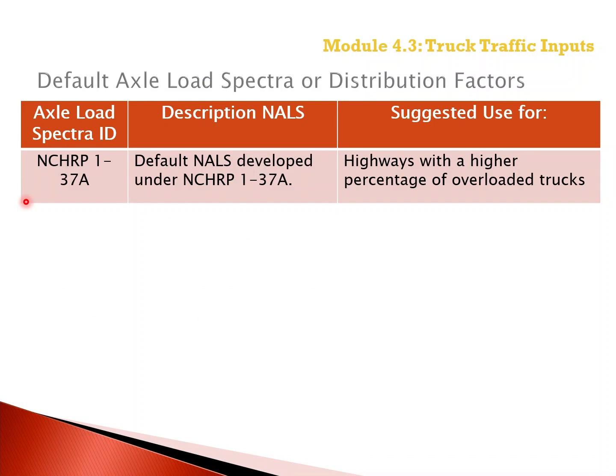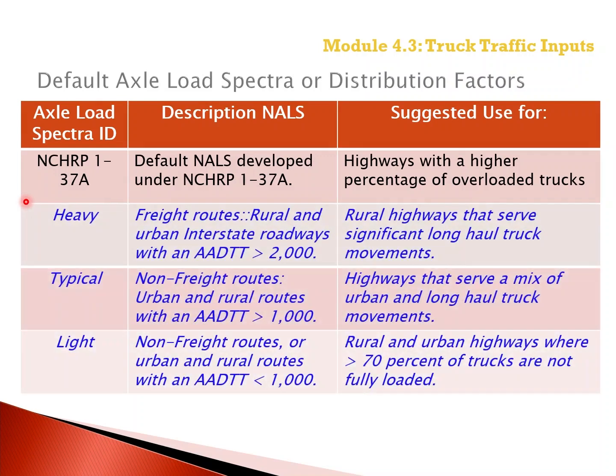So the first is the NCHRP 137A. These were the default normalized axle load spectra that were developed under the NCHRP projects. They represent and are suggested for use for highways with a higher percentage of overloaded trucks. In other words, if we have a higher percentage of overloaded trucks exceeding the axle weight limit, then the NCHRP 137A default distribution is encouraged for use.